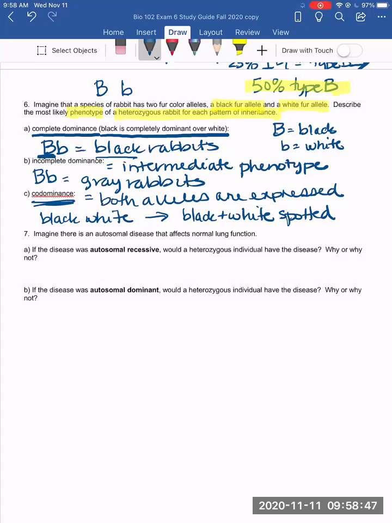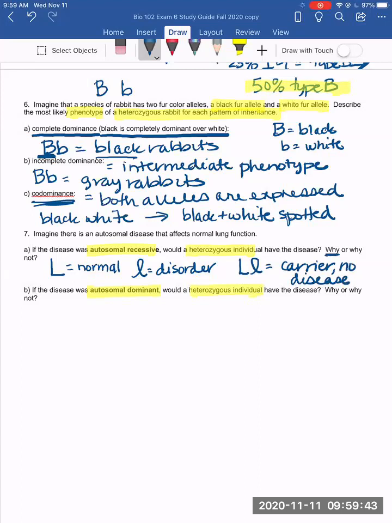Okay, the last question. Imagine there's an autosomal disease that affects normal lung function. We're now looking at a heterozygous individual again in both of these questions, but it's two different patterns of inheritance. One is autosomal recessive and one is autosomal dominant. So for that, you really have to remember what those two patterns mean. Remember, in an autosomal recessive, we'll go with L because it's a lung disease. It's just random. You could use any letter. That would mean big L is normal and little l is disorder. So a heterozygous individual, big L, little l, would be a carrier. No disease.